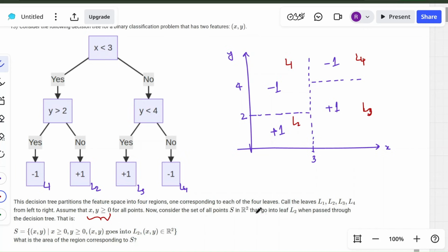Now consider the set of points that go into leaf L2, that is, the points which, when passed through the decision tree, end up there. And it asks what is the area of the region. So basically we are asked to find the area of this region, right? And this is 3, this is 2, so the area is nothing but 3 into 2, which is equal to 6. It's a pretty easy question.